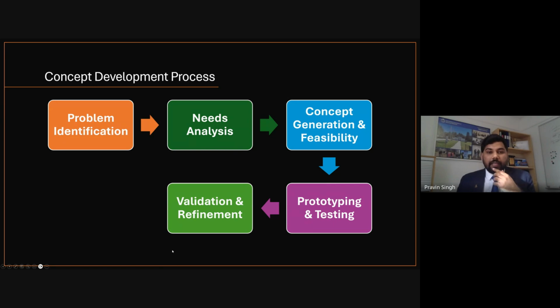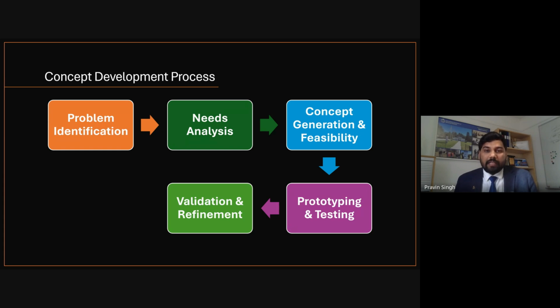So the journey of healthcare innovation follows a structured process. As shown here in this figure, you can see the problem identification, which clearly defines what issues we are solving, and then need analysis. Here we gather user requirements through interviews, surveys, or data. Then concept generation and feasibility assessment, where we generate multiple ideas and test their feasibility. Then prototyping and testing.